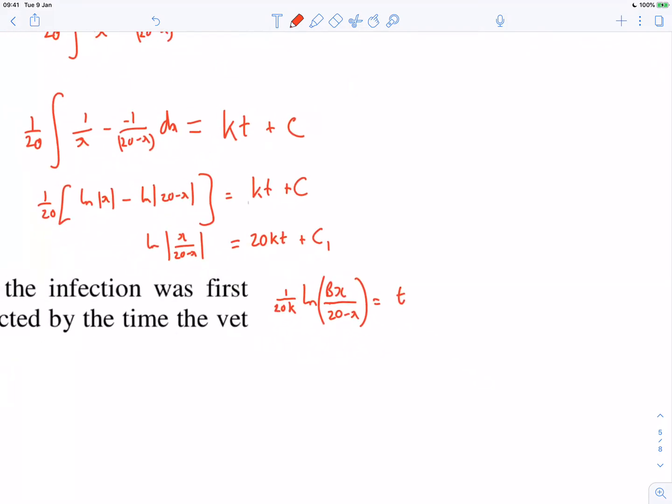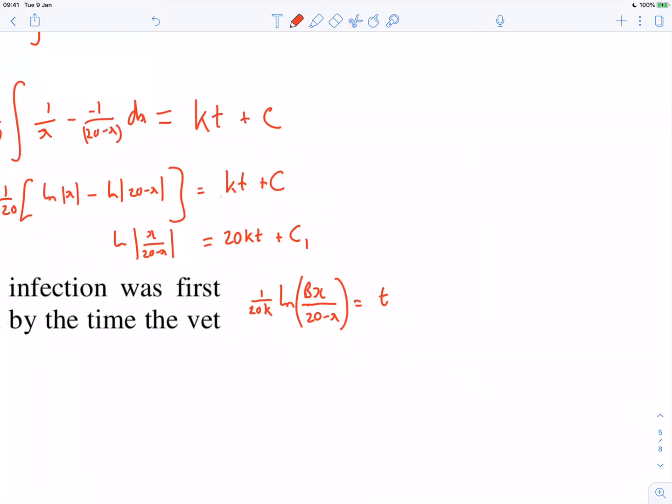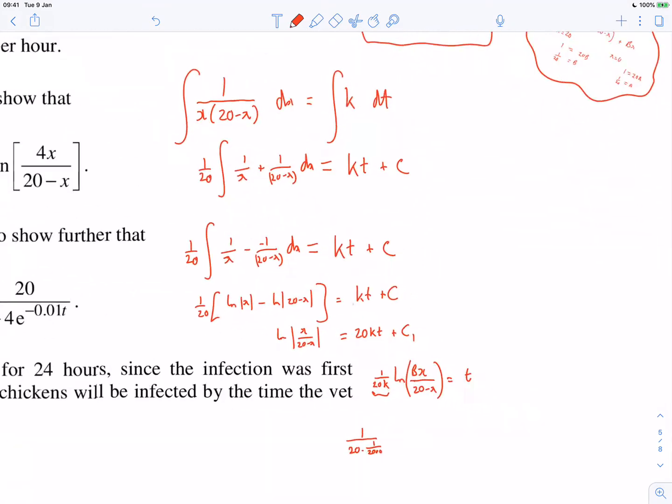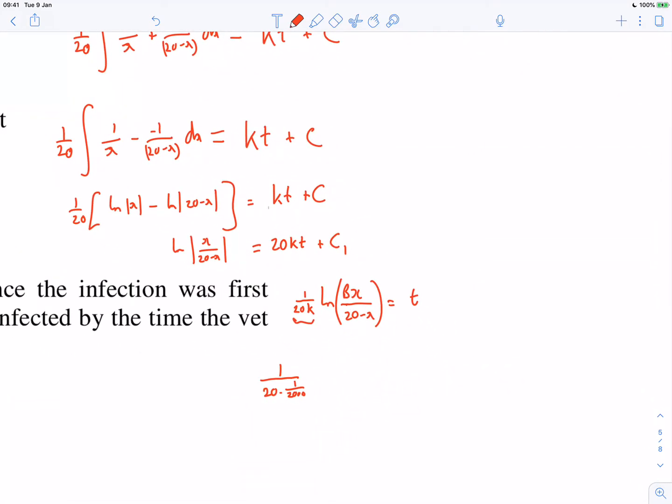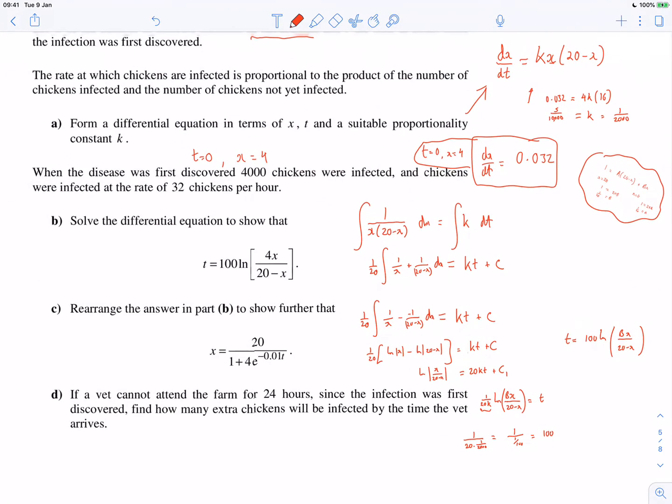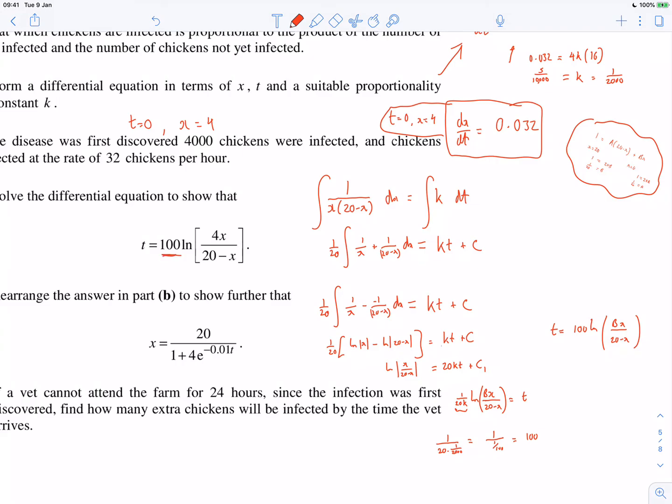So I know k is 1 over 2,000. Ooh, that's interesting. So this term here is going to be 1 over 20 times 1 over 2,000. Is that right? Okay, so what is 20 times 1 over 2,000? That's 1 over 100. So this is actually 1 over 100, and that's just going to become 100. So we've actually got t equals 100 of the natural log of some constant b, x over 20 minus x. Which is nice because we know where that 100's coming from now. We just need to work out what the b is, and apparently it's 4.